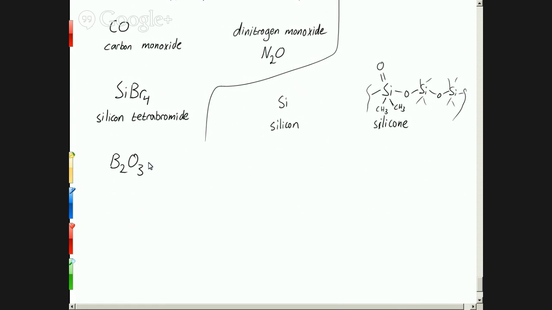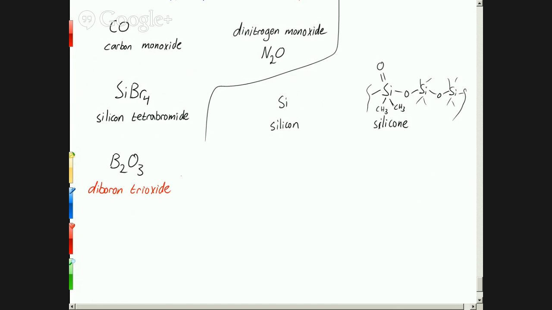Diboron trioxide, right? So see what I mean about how this one's a little bit more straightforward? You just always say whatever numbers there are.